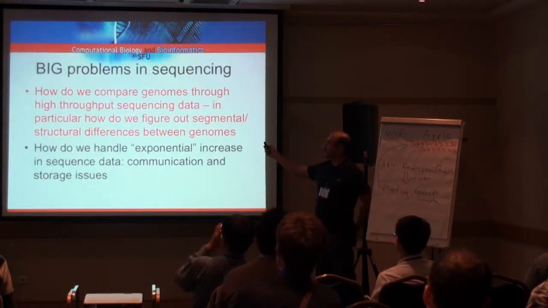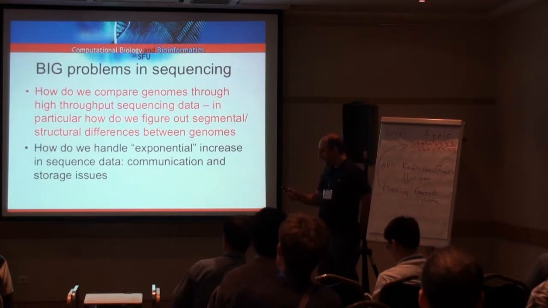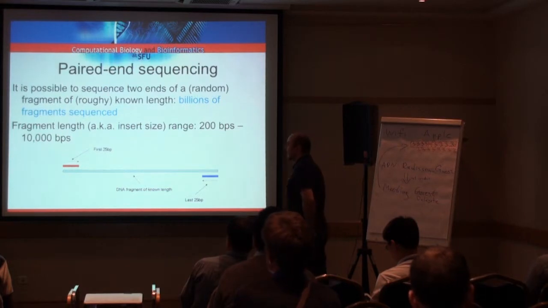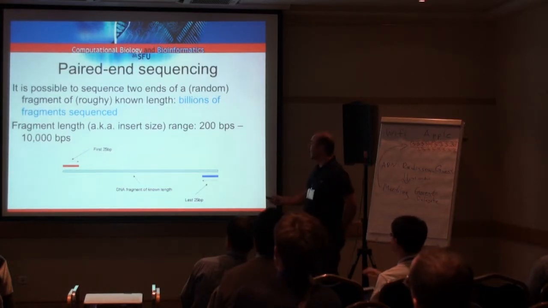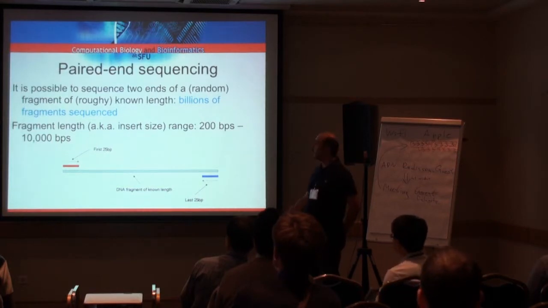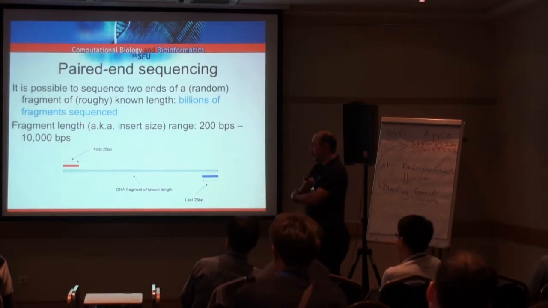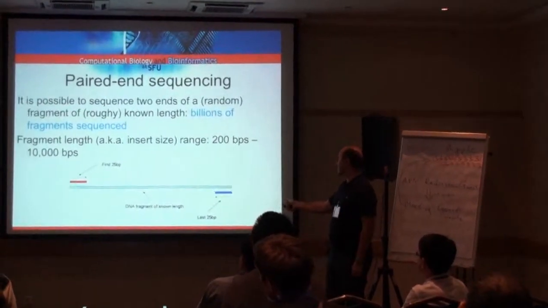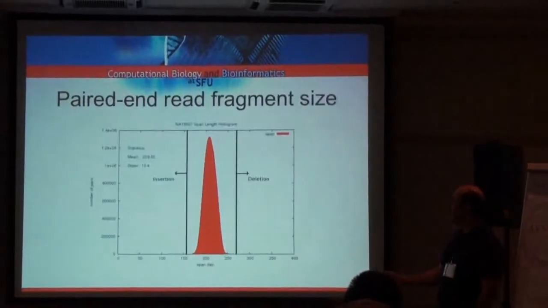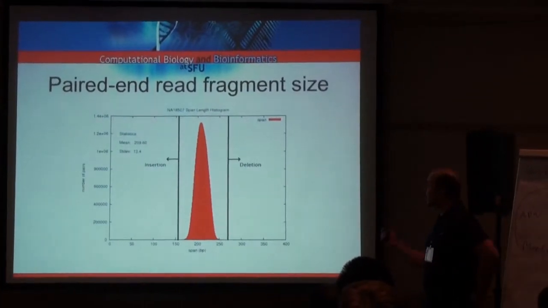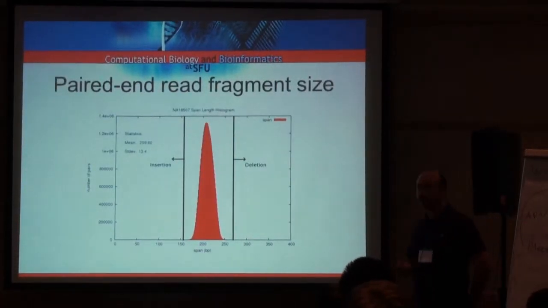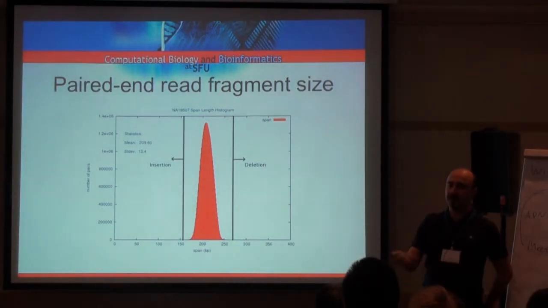First, I'm going to focus on the first problem. How do we compare genomes, especially with respect to structural changes? One of the capabilities of sequencing technologies is the ability to pair and sequence. So especially if you're given a DNA fragment of known length, we have the capability to sequence both a prefix and a suffix of the fragment, provided that the fragment length is coming from a tight normal distribution. We can use this to figure out structural changes between a donor genome and perhaps a reference.